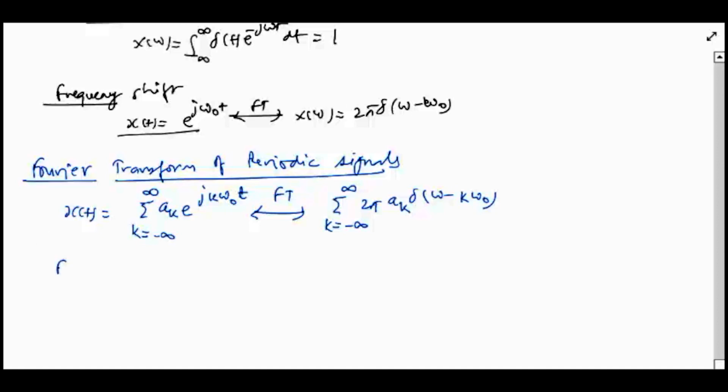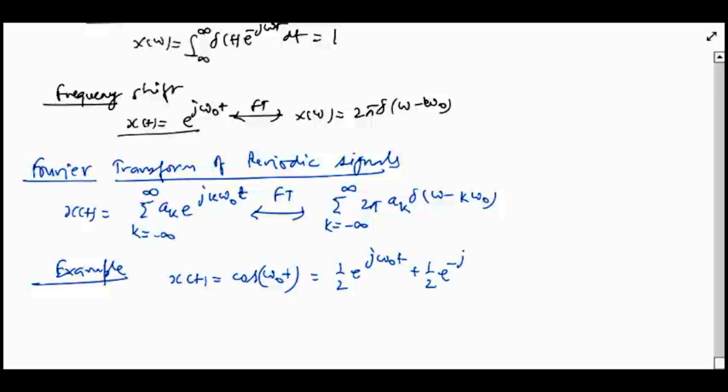Let's see an example. If x(t) is cos(omega_0 t), then x(t) can be written as half e^{j omega_0 t} plus half e^{-j omega_0 t}, and accordingly the Fourier transform of x(t) can be written as pi delta(omega minus omega_0) plus pi delta(omega plus omega_0).